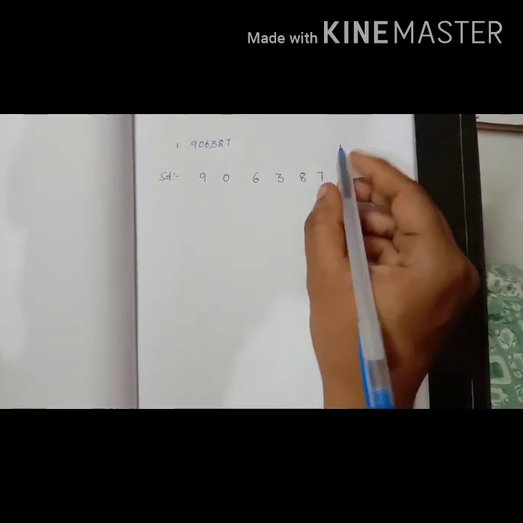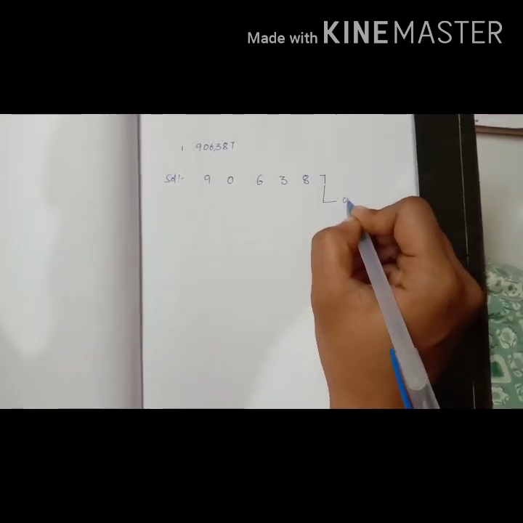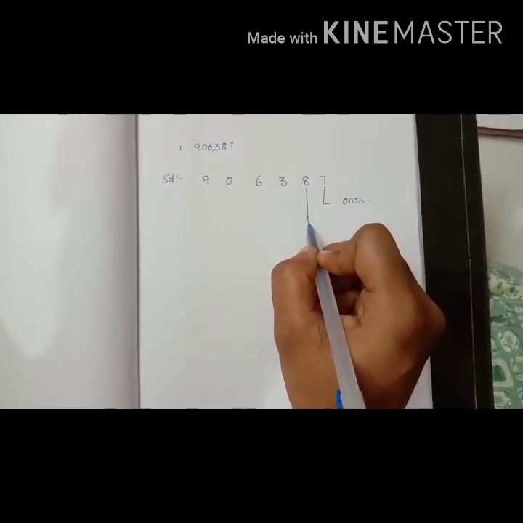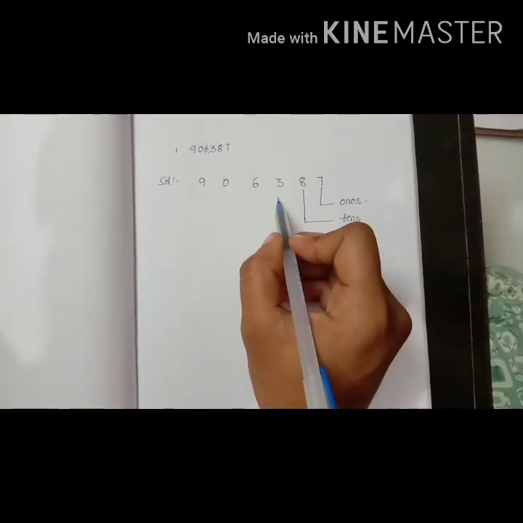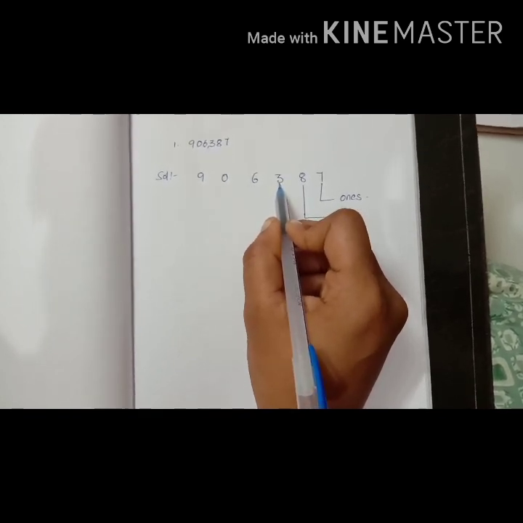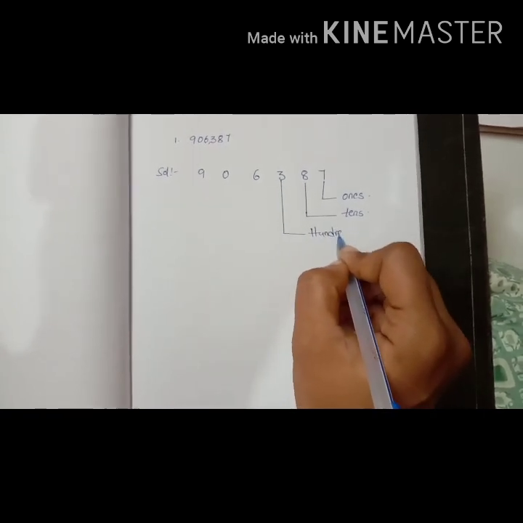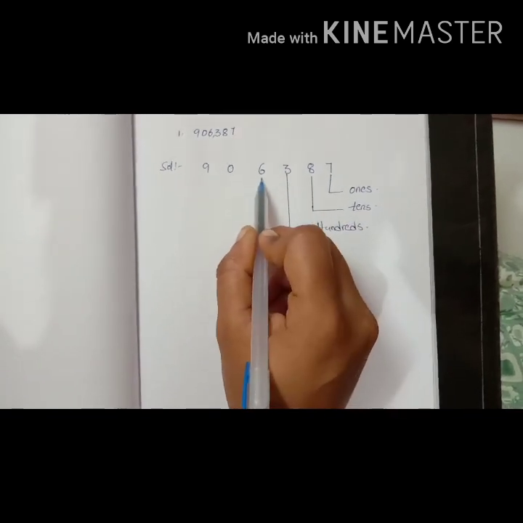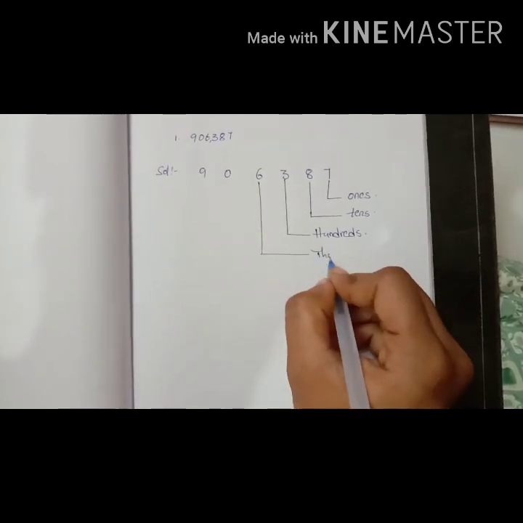906,387. So here, 7 is in which place? Yes, 7 is in ones place. And next, 8 is in which place, children? 8 is in tens place. Next, see the children. Here what is the number? Yes, 3. 3 is in which place? 3 is in hundreds place. Now see, what is the next number? 6. 6 is in which place? Yes, thousands place.